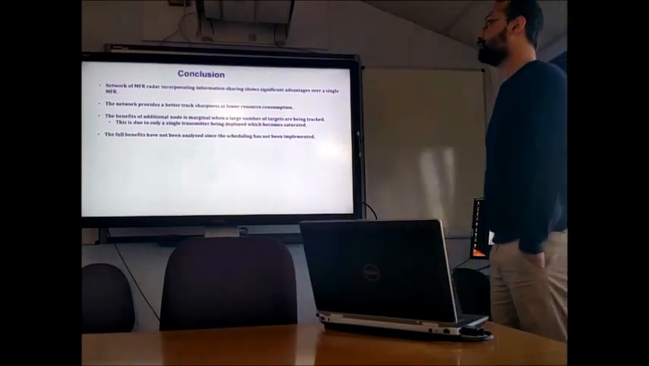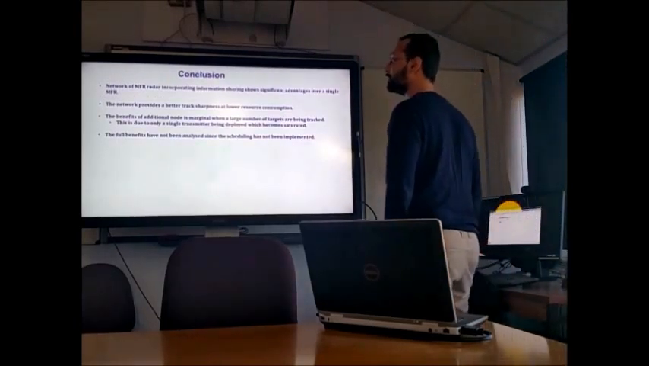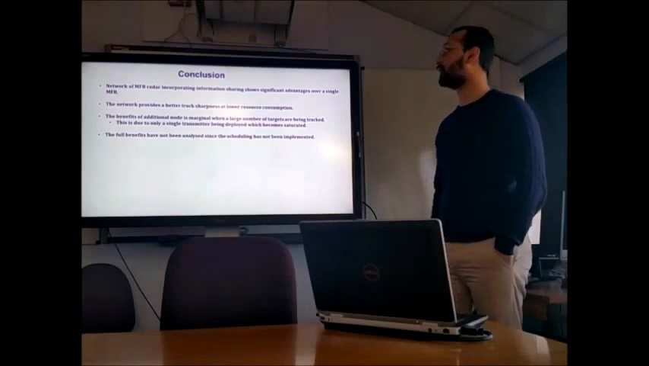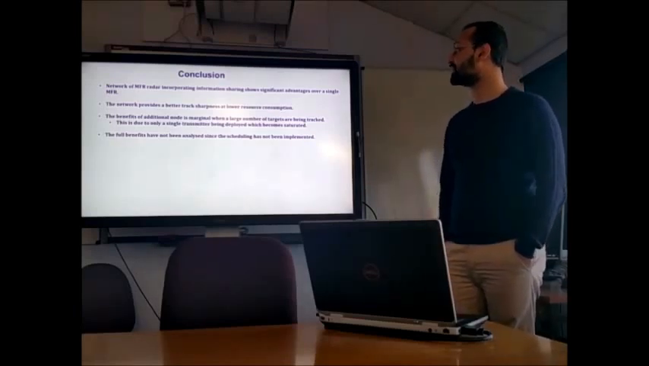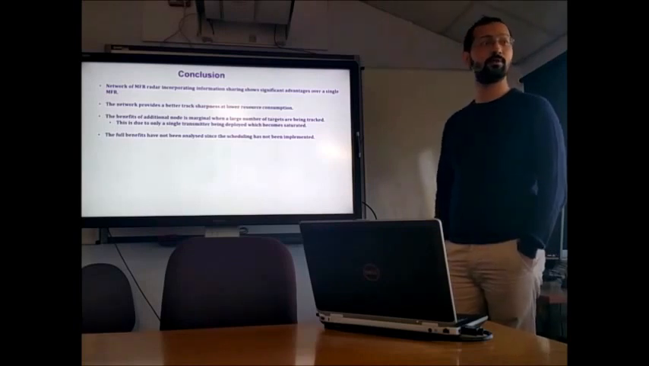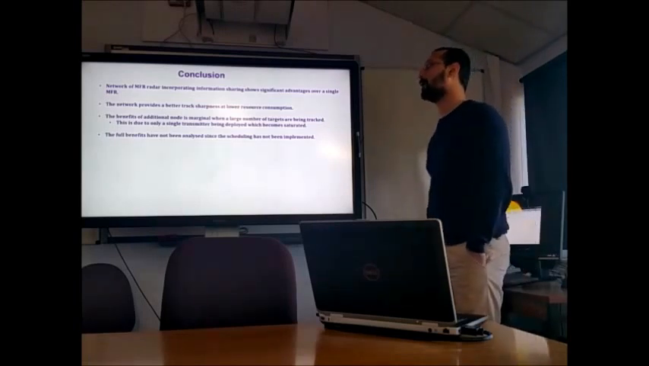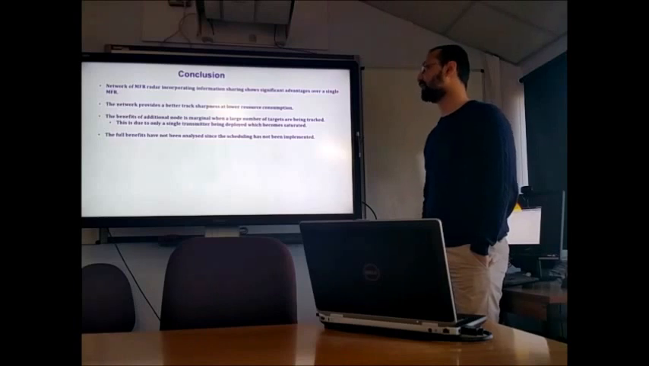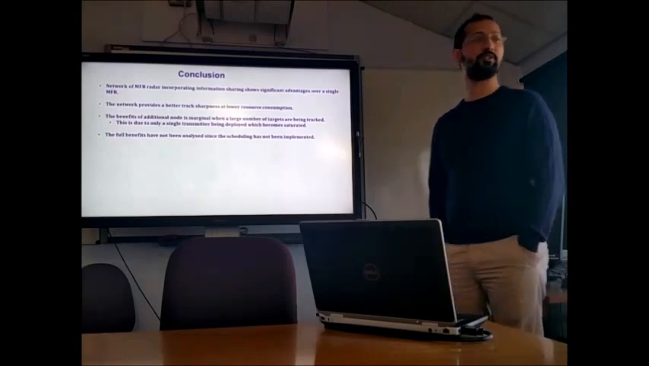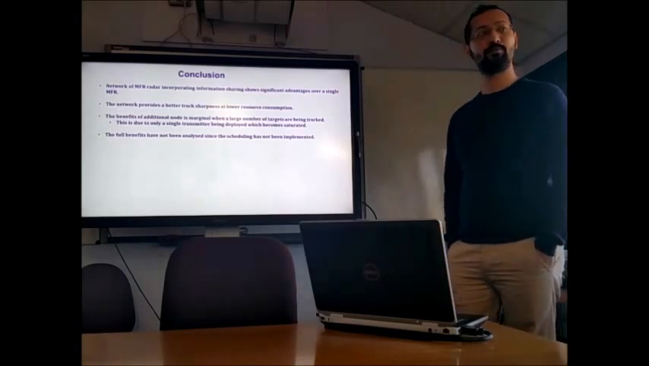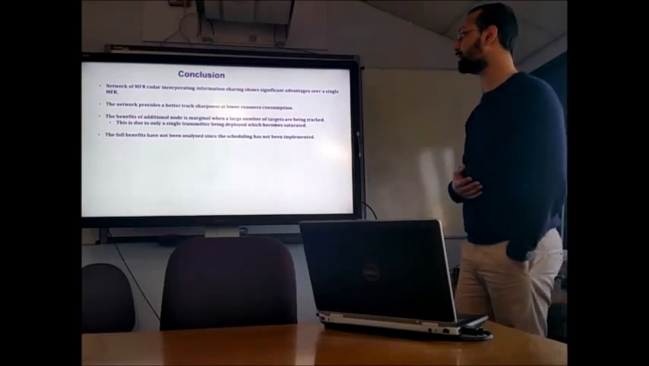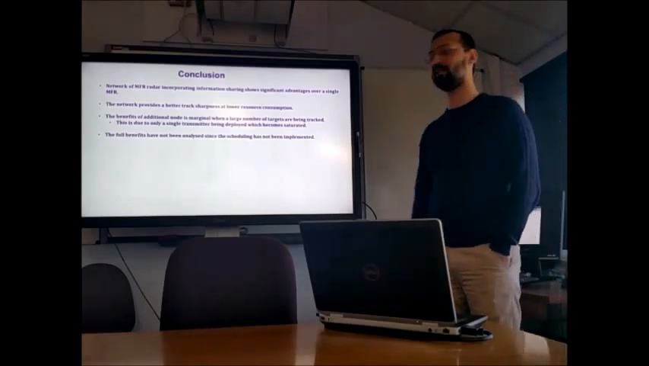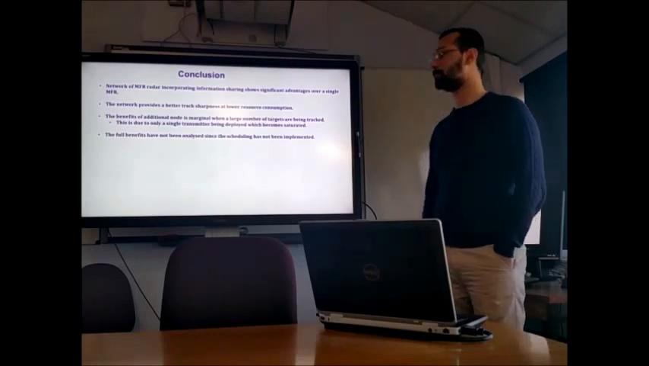So in conclusion, I can see that the network incorporating information sharing shows significant advantages over a single multifunctional radar. The network does provide a better track sharpness at lower resource consumption, but this does change depending on how many targets are in the environment. As I mentioned, for large amounts of targets, the benefit is quite marginal.